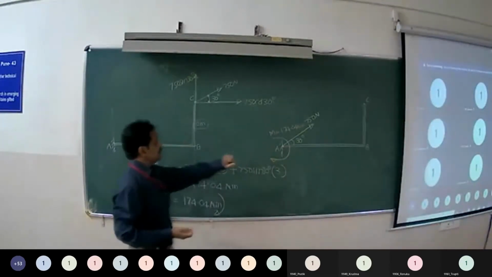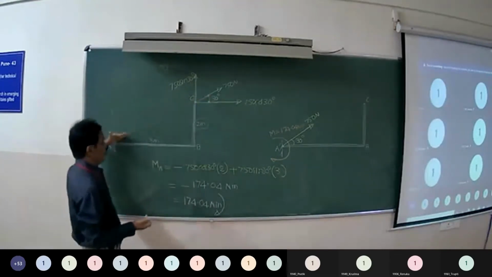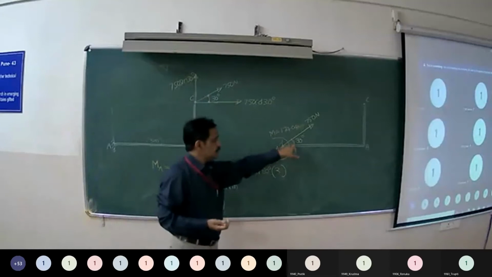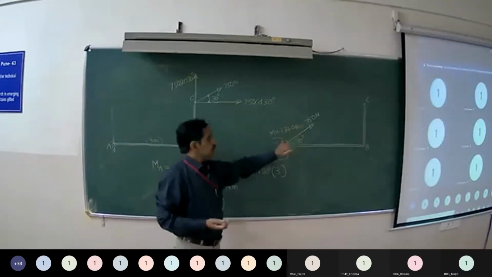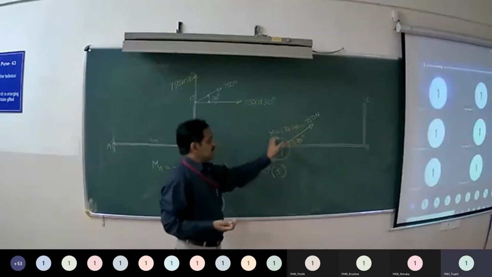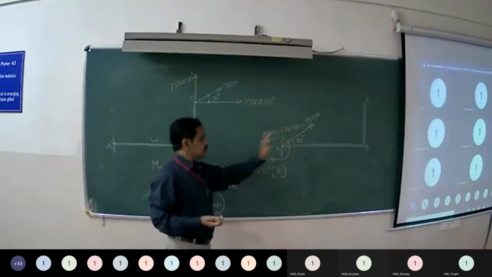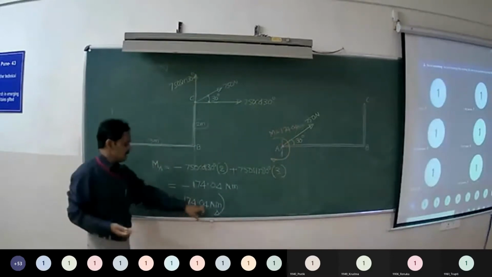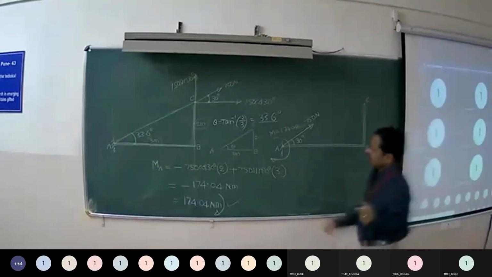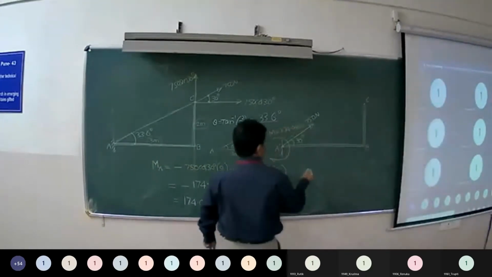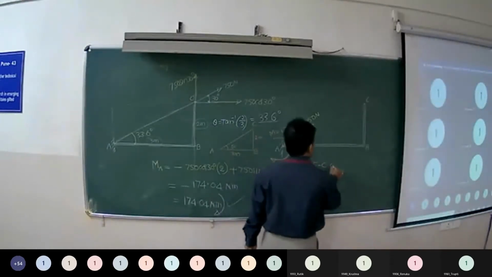Means what we have done? We have transferred the 750 Newton parallelly to point A. Therefore, I am showing here 30 degrees with horizontal. So it is parallel. When a force is transferred parallelly, that force is accompanied by a moment or couple. That is moment of that force about point A. That is 174.04 clockwise.